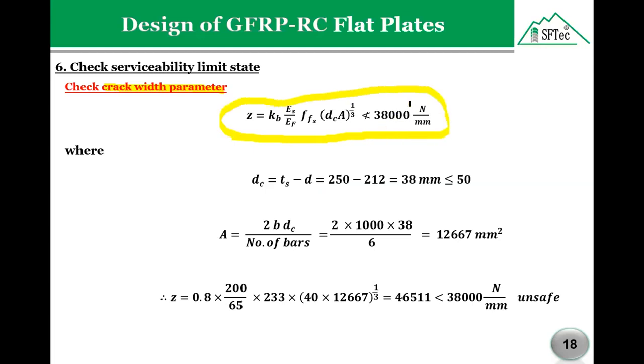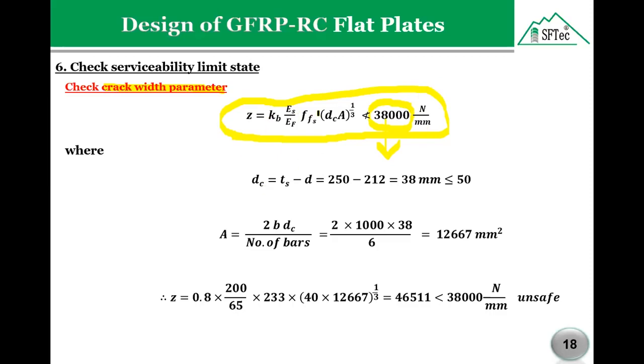And we have two limitations of Z. This limitation is for the exterior exposure. We have here a parking garage, and this one will be outside, so it is called exterior exposure. For the exterior exposure, you will compare this limit to 38,000. However, when you have interior exposure, this factor equals 42,000 Newton per millimeter.